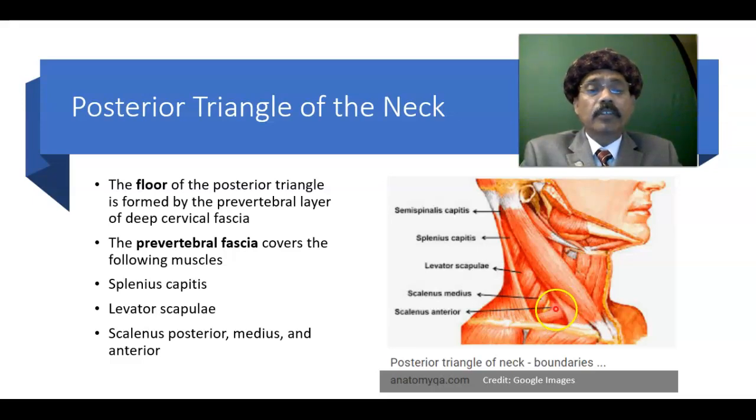Between the scalenus anterior and scalenus medius, we have a gap. Through this gap, the brachial plexus and subclavian vessels pass. Especially the subclavian artery passes between the scalenus anterior and scalenus medius. The subclavian vein does not go through this gap. The subclavian vein passes in front of the scalenus anterior.